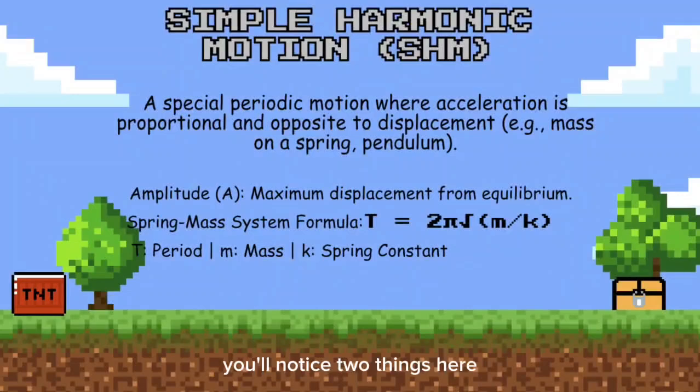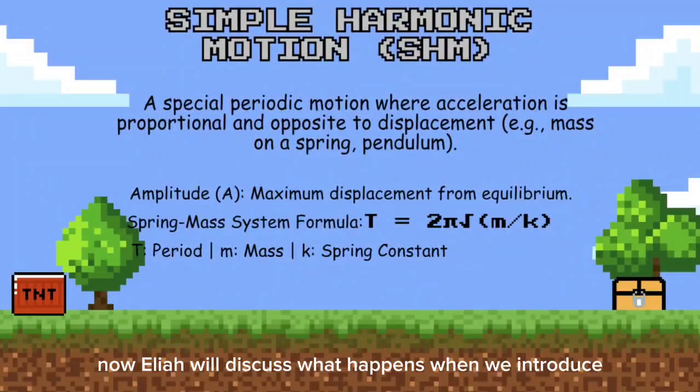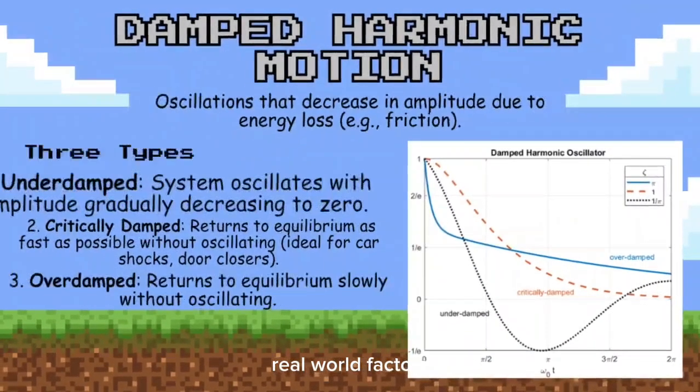You'll notice two things here. First, the maximum displacement is called amplitude. Second, the period of this spring-mass system is given by this formula. T equals 2 pi times the square root of mass over the spring constant. Crucially, the period depends only on the mass and spring's stiffness, not on the amplitude. A small bounce and a big bounce take the same amount of time per cycle. Now, Elea will discuss what happens when we introduce real-world factors.